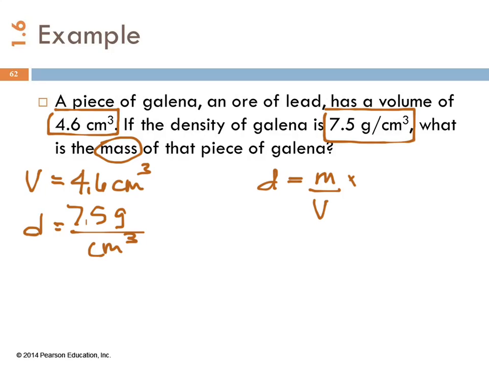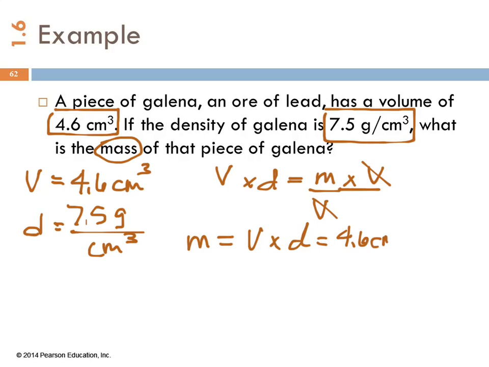So we're going to rearrange this, or multiply by volume on both sides, because then we have volume divided by volume. Those cancel out. So the mass is equal to the volume times the density. So we've got the volume is 4.6 cubic centimeters, and the density is 7.5 grams over cubic centimeters.